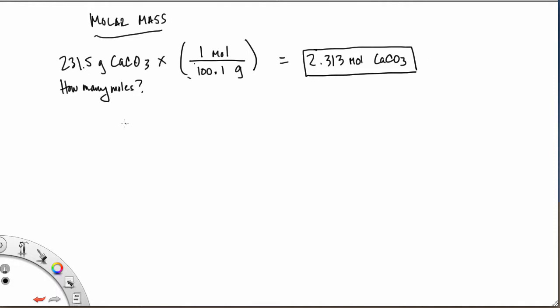We can go the other direction. So if I have 5.57 moles of water, how many grams would that be?